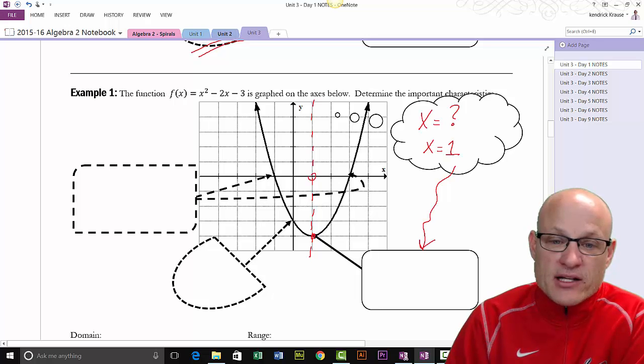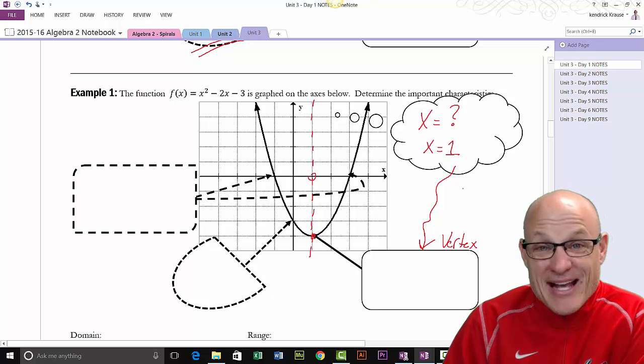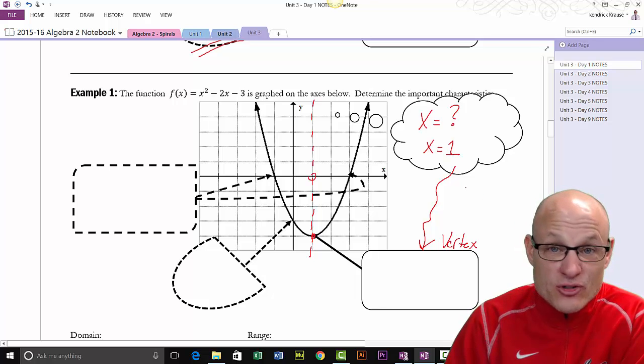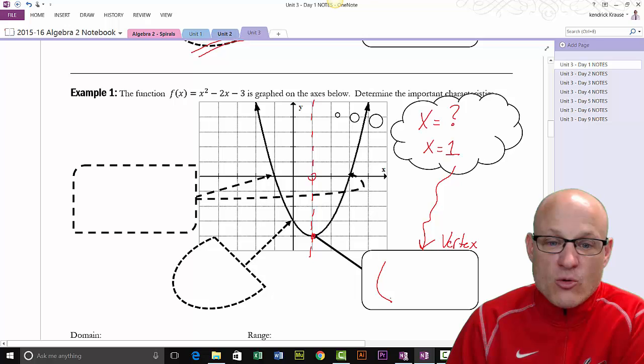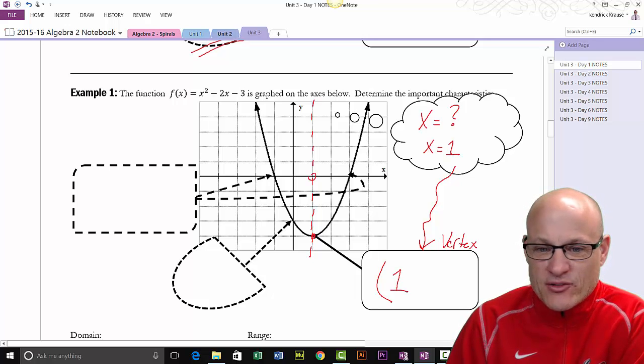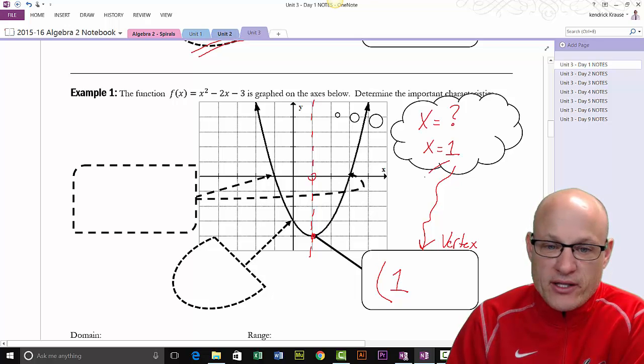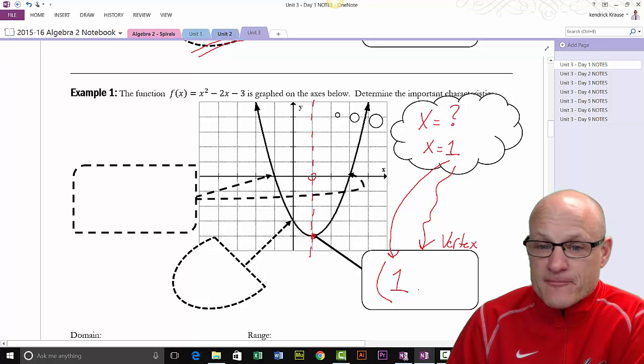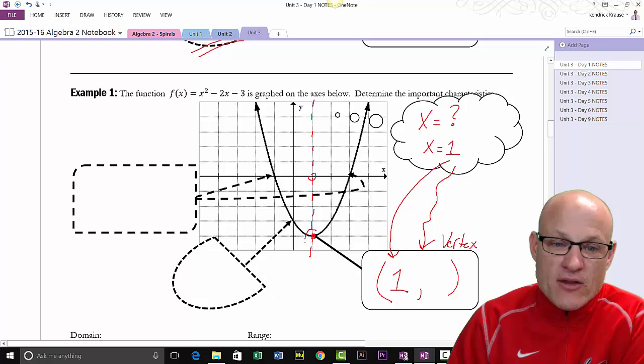Well, I'm going to use that fact to come down here and find the vertex. Remember, we use the axis of symmetry to find the vertex. The vertex x coordinate is always whatever that axis of symmetry is. Whatever you found out here will be the x coordinate of your vertex. The y coordinate then is just the other part. Now in this case you should say, oh, Mr. Krause, why did you just come down here and say it's 1, 4? 1, -4, thank you. 1, -4.